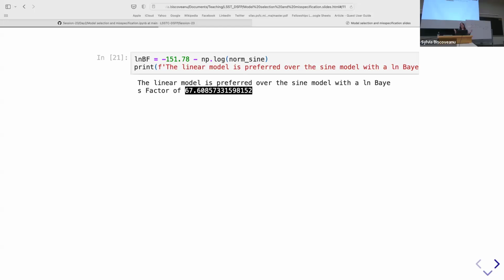But again, this kind of goes back to, well, you can choose any arbitrary measure for goodness of fit depending on the subtleties of your problem.